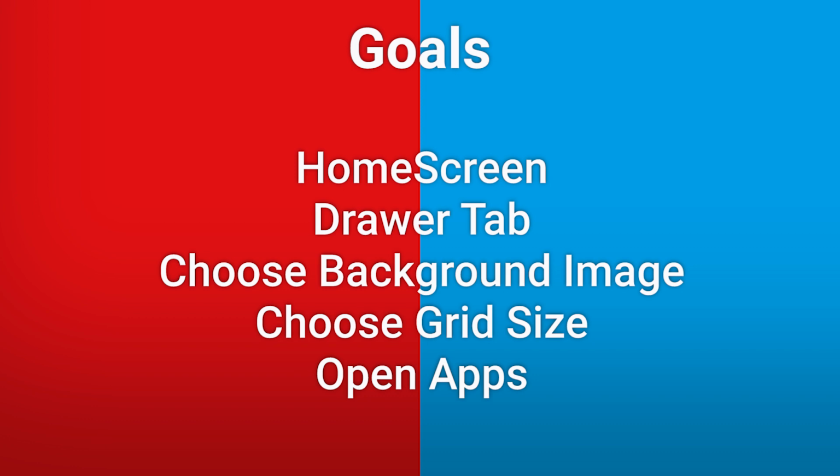We'll also have a drawer tab so that the user can scroll through every app that they have and pick one or choose one to place on the home screen, and choose a background image. Obviously, I'm just pointing out a few of the basic things, and open apps. So this list might grow a bit. I don't know. Let's see how the series goes. But these are my basic goals, and if you have any other suggestions, then do please leave them in the comment section. I'll be sure to at least give them a look. I can't promise to add them, but I'll try to.